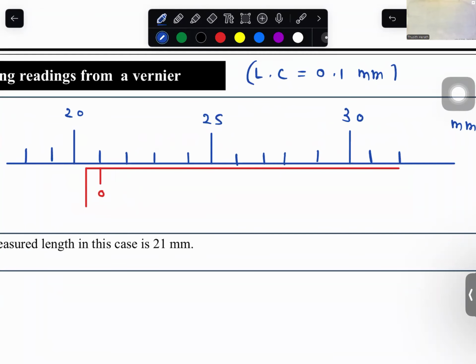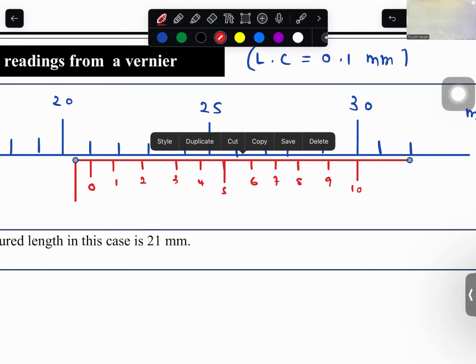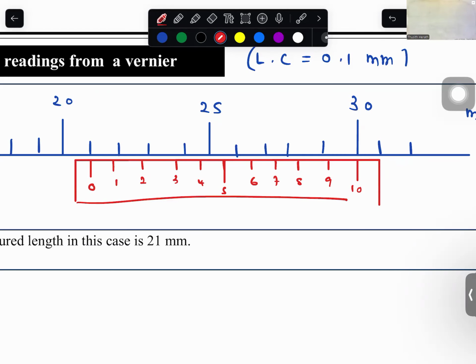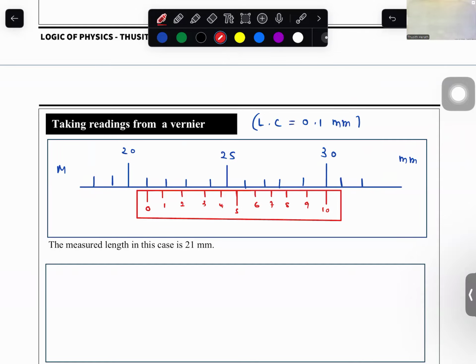So if the zero mark is here, 1 should be here. 2, 3, 4, 5, 6, 7, 8, 9, 10. Here's the 5. Right. So here's the Vernier scale. It's clear, right? So here, what's the reading of this? What's the reading of this Vernier caliper?